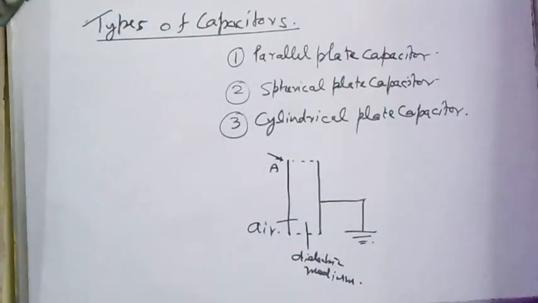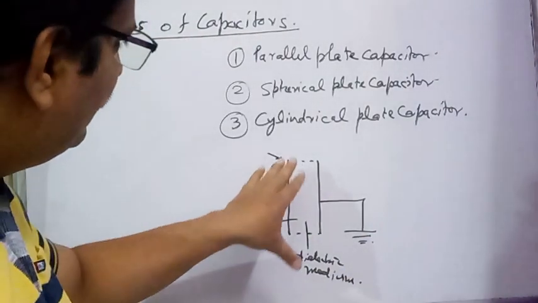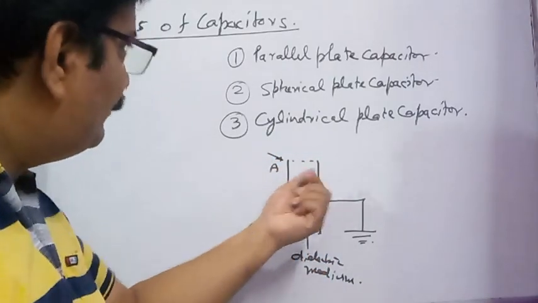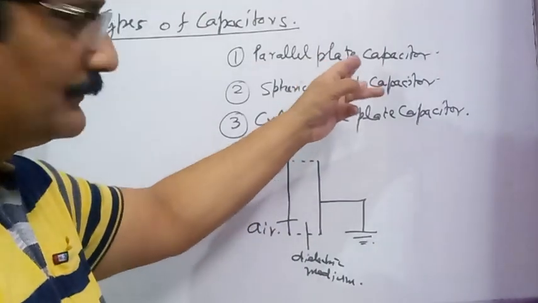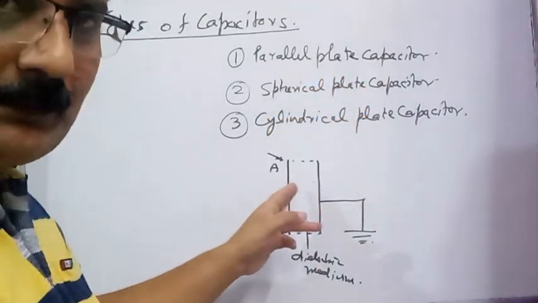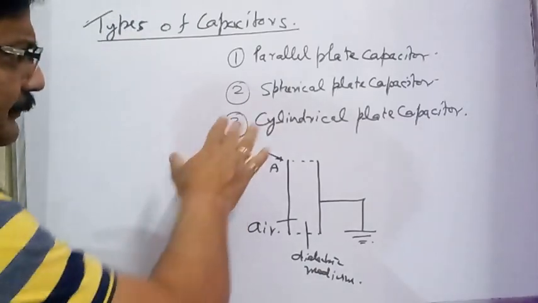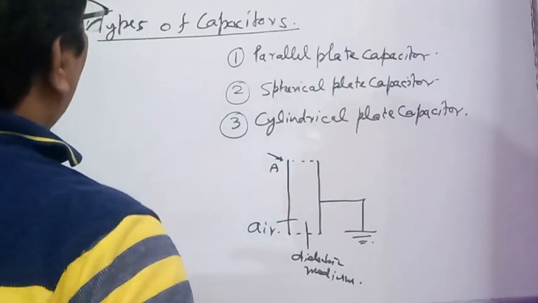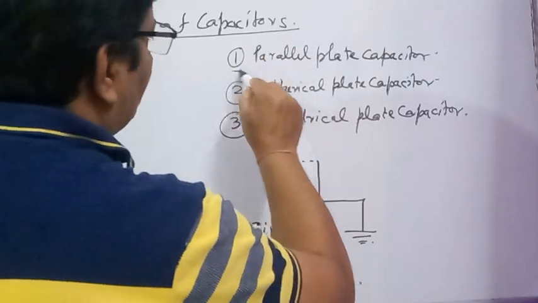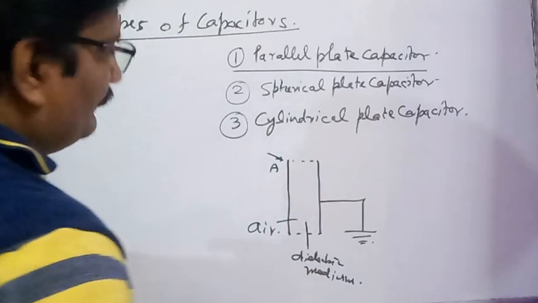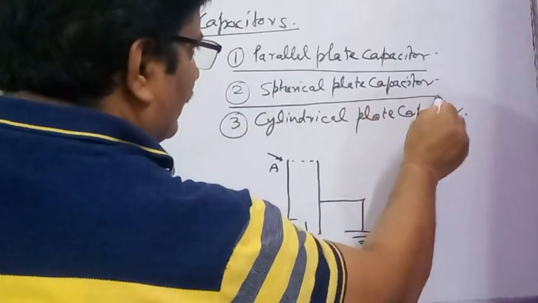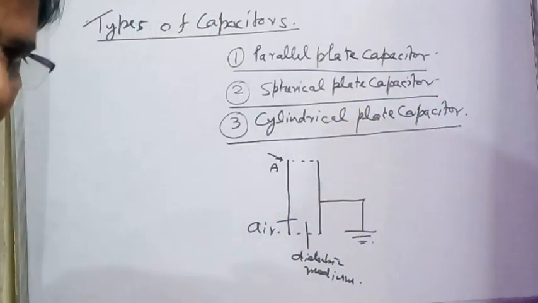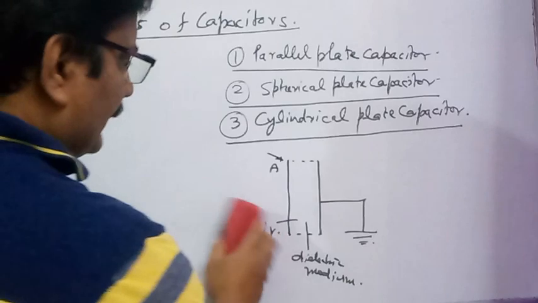So any capacitor has at least this type of arrangement. These conductors are actually called plates of the capacitor. Depending on the shape of the capacitor plates, capacitors are of three types. First, parallel plate capacitor. Second, spherical plate capacitor. And third, cylindrical plate capacitor. How are these capacitors designed?